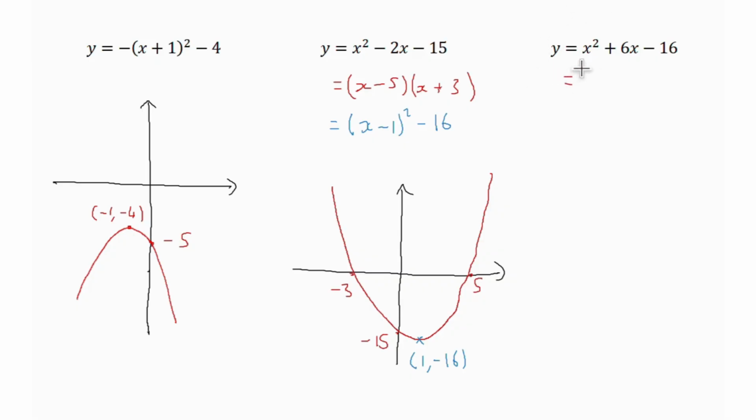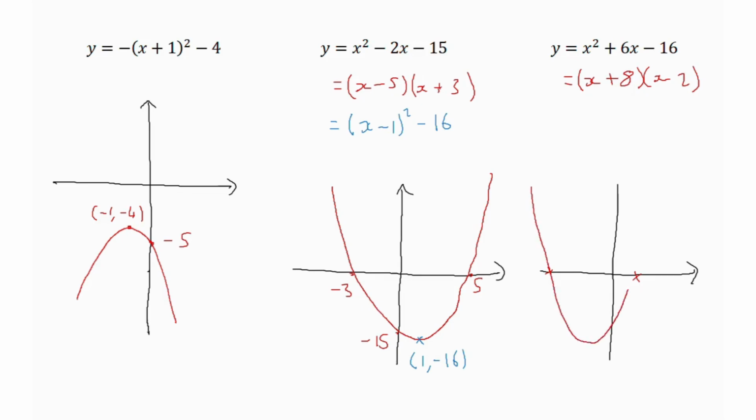For this one, let's think, can we factorize it? Two numbers that multiply to make -16 could be 8 and 2. It would have to be +8 and -2 to get to the positive 6x. Now that we've factorized it, let's think about what this looks like. It has roots at -8 and 2, and it's a positive quadratic, so it's going to come down and come up through 2 and -8. The y-intercept, we know from the original form, is -16.